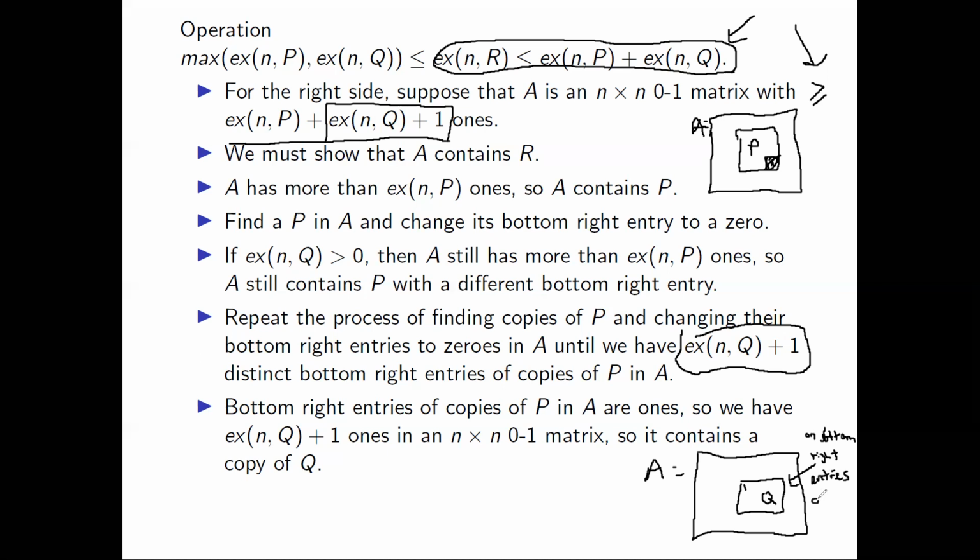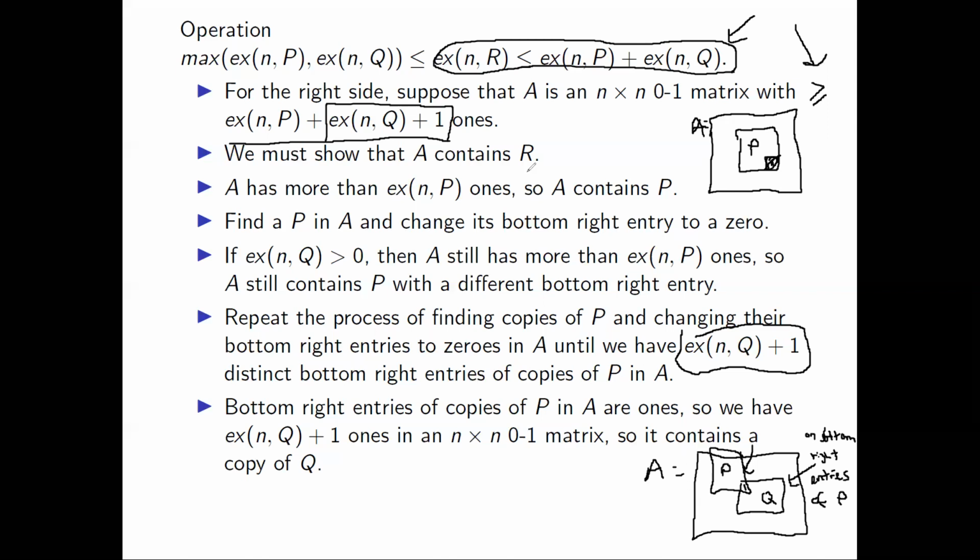So these are bottom right entries of P that we found. So we found a copy of Q on these bottom right entries of P. What does that mean? Well, this one right here, that one's a bottom right entry of P. This whole copy of Q is on bottom right entries of P. So that one has to be a bottom right entry of P. So we can just draw the P there. So there's P.